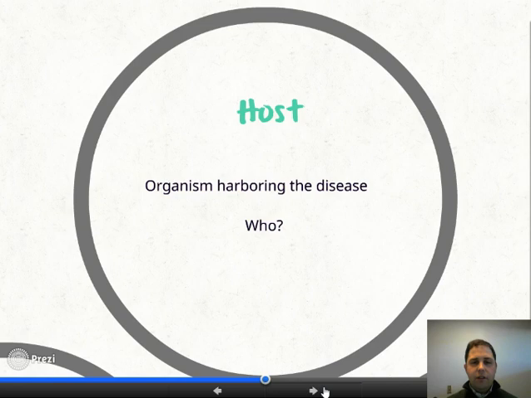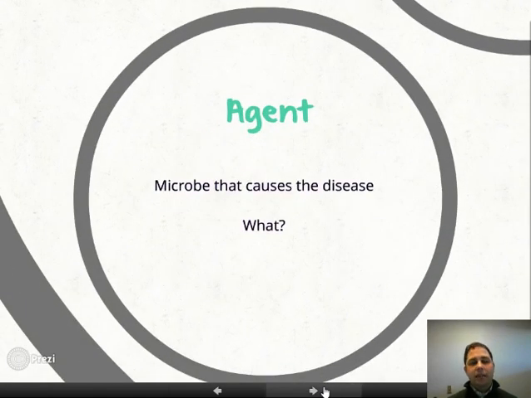Once we move beyond the host, we can also think about the agent. The agent is the thing we're going to learn about first, and the agent is the organism or microbe that causes the disease. So this is the what when we think about disease. Microbe is a term that we're going to define a little further in class, but it's going to mean some sort of small biological organism that can cause a disease. Examples of microbes that you might have heard of are bacteria, viruses, fungi, protozoa, and we're also going to learn about small worms that can cause disease, known as helminths.